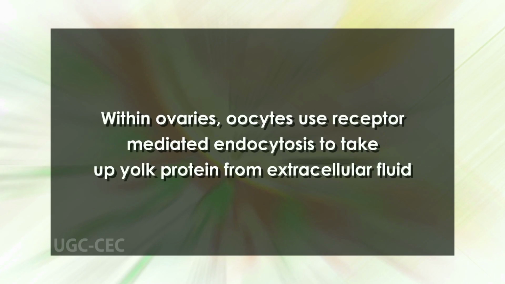Within the ovaries, oocytes use receptor-mediated endocytosis to take up the yolk protein from the extracellular fluid. Yolk is concentrated towards one pole of the egg, and the pole where yolk accumulates is called the vegetal pole, and the opposite pole is called the animal pole. The polar body is formed during oogenesis at the animal pole.